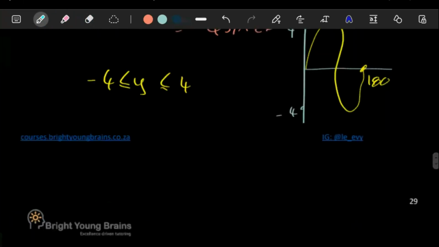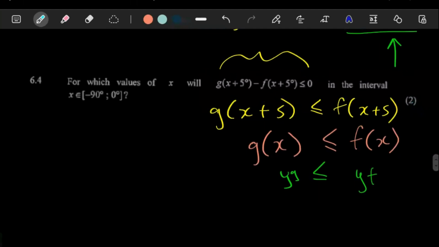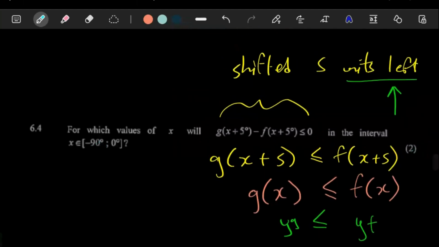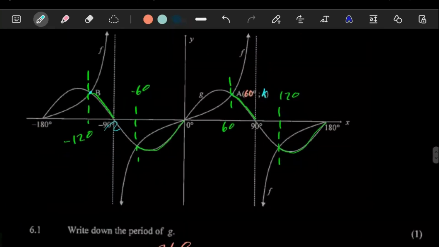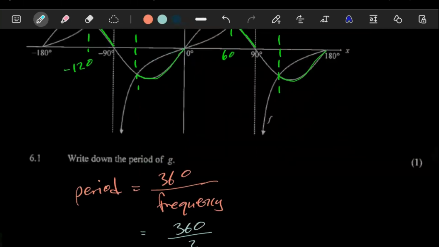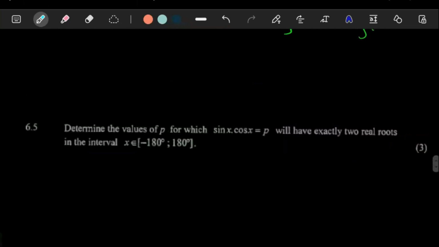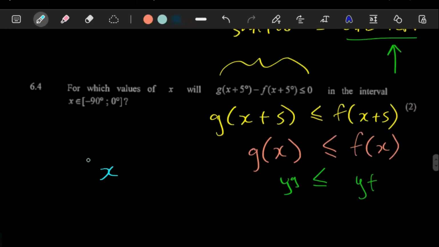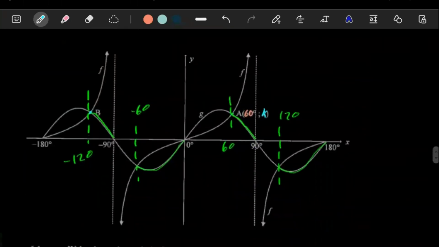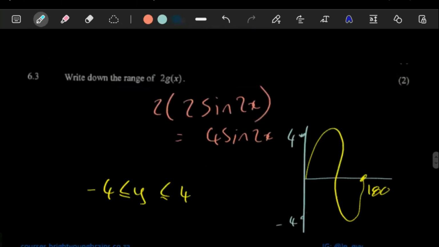Literally, how many marks is this question? This is a 2-mark question. Oh, they're only talking between -90 and 0. Okay, that makes life a bit easier. Between -90 and 0, it's only this space over here. But then if your graphs are moved 5 degrees to the left, it's going to be at -65 and at -5, you see. So your x values need to be bigger. Yeah, they need to be bigger or equal to -65.